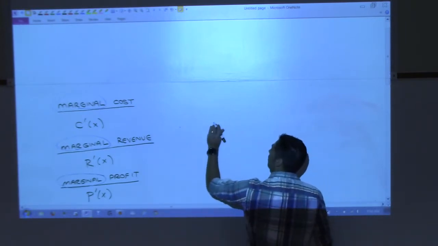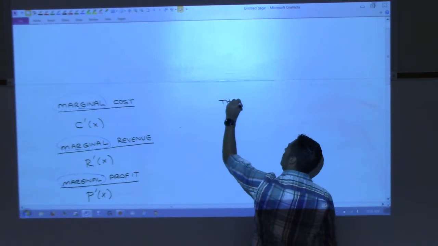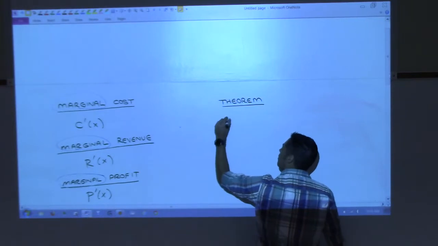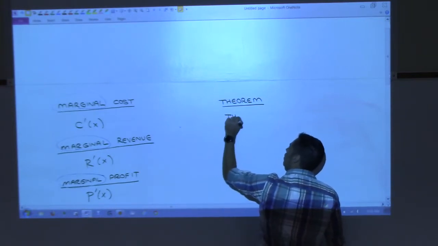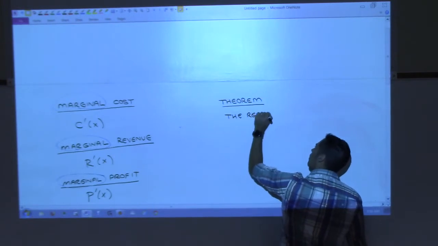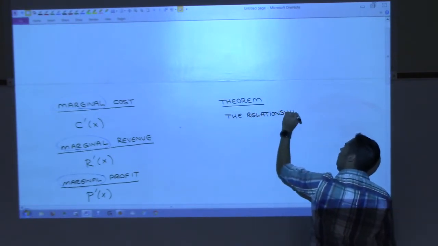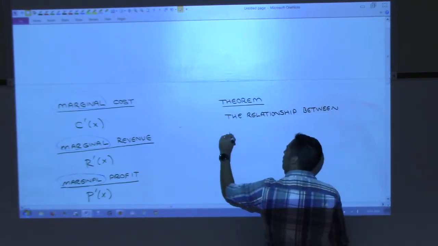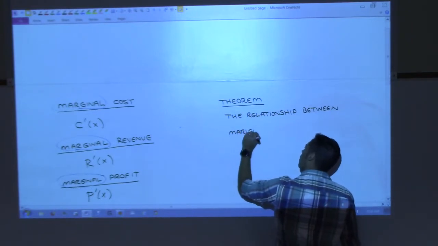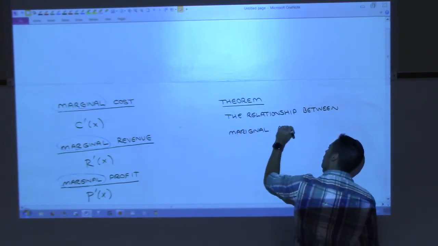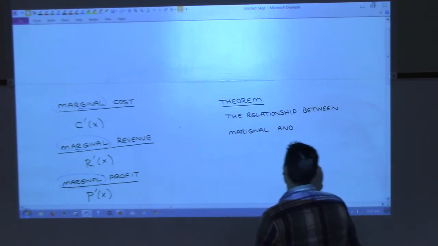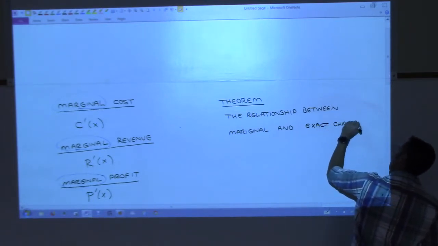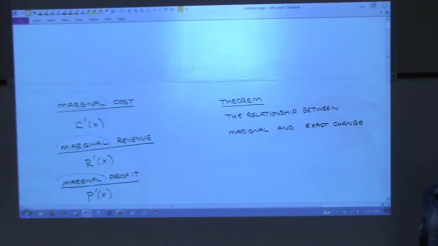Now I'm going to give you a theorem. Theorems in math are things that have been proven to be true. And this gives us the relationship between marginal and exact change. And it's pretty much what I told you just a second ago.